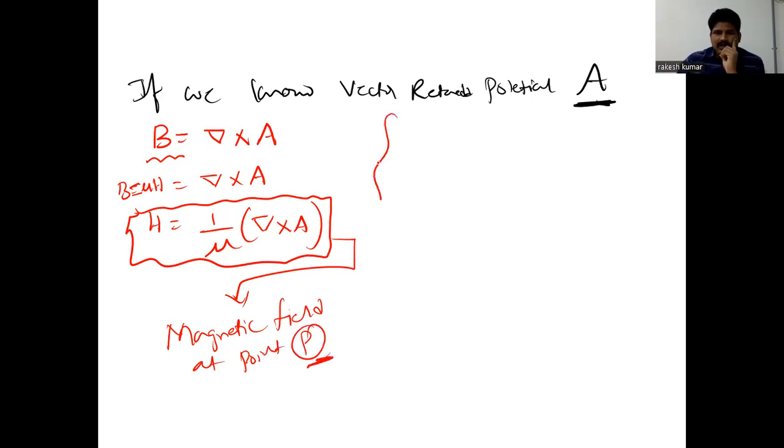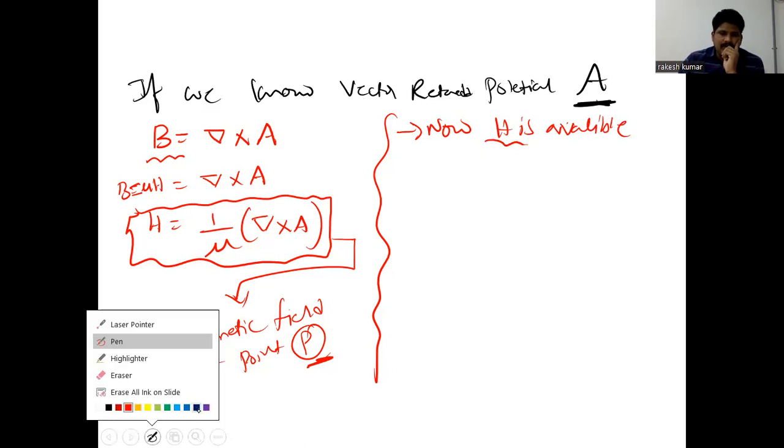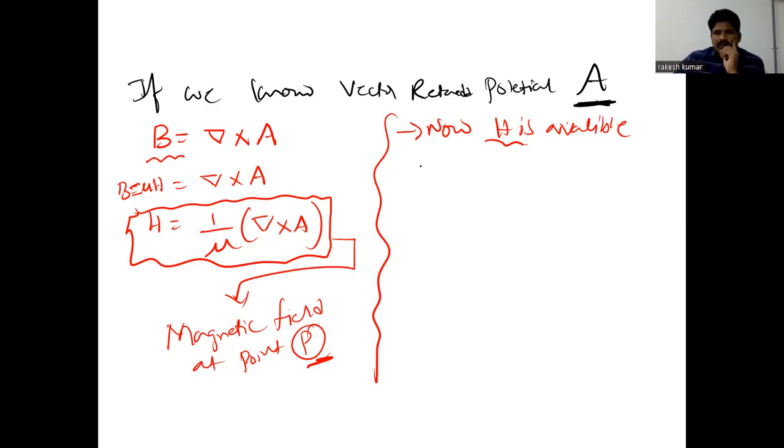Okay. Now, once the magnetic field is known, H is available. But the other thing you want to calculate is the electric field. How do we calculate the electric field? We know the Maxwell's equation: del cross H is equal to J plus epsilon dou E by dou t. What is the value of J? J is sigma E, plus epsilon dou E by dou t.